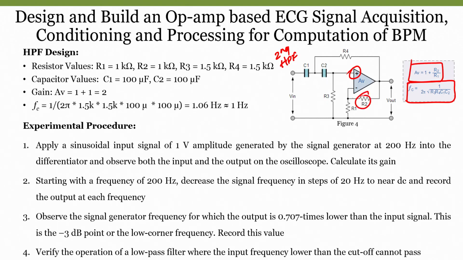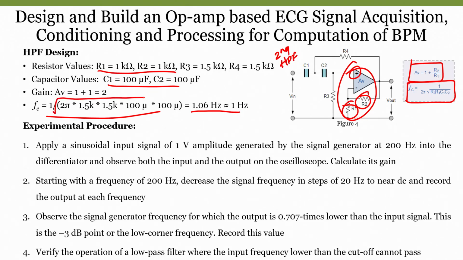So, the values of resistors R2 and R1 that we choose decide the complete gain of the system. In this case we require to design a cutoff frequency close to either 0.5 hertz or 1 hertz. So, we have chosen resistor values as well as a capacitance value so that when we calculate the cutoff frequency we get 1 hertz. But how do we calculate? The cutoff frequency is 1 by, sorry, there is a mistake in the formula, it is nothing but 1 by 2 pi into root of R3, R4 and C1, C2.